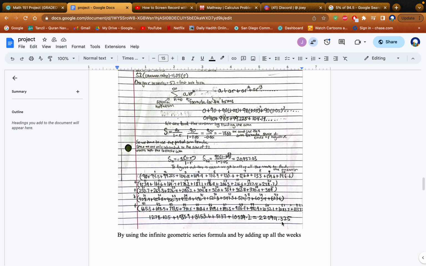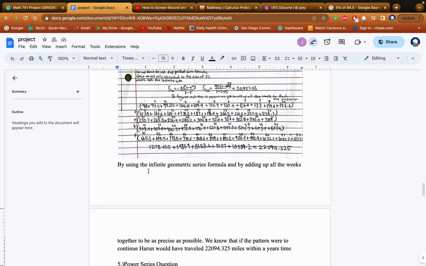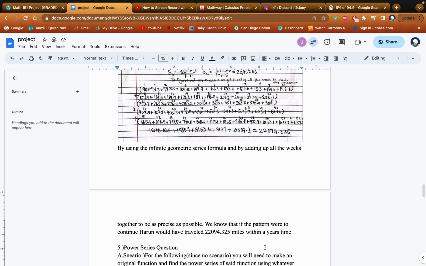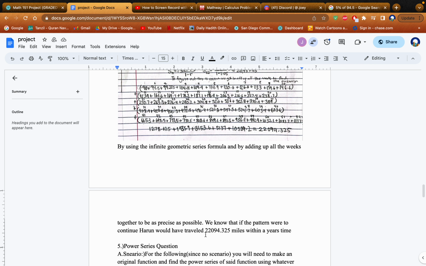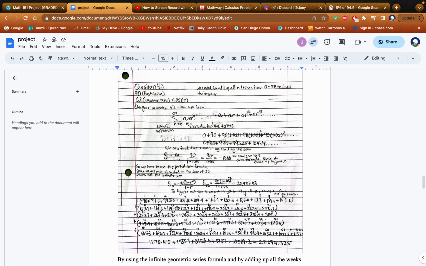That is the precise answer. It's pretty close to our sum, but that's just the sum, not the exact amount of miles Harun would have traveled. So that's basically our answer. By using the infinite geometric series formula and by adding up all the weeks together to be as precise as possible, we know that if the pattern were to continue, Harun would have traveled 22,094.325 miles within a year's time.